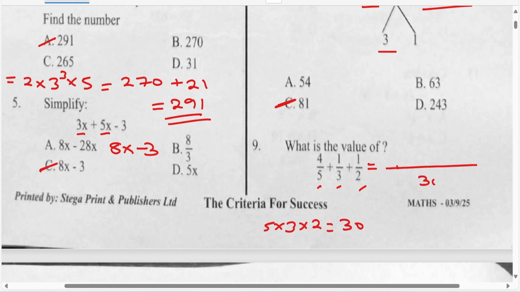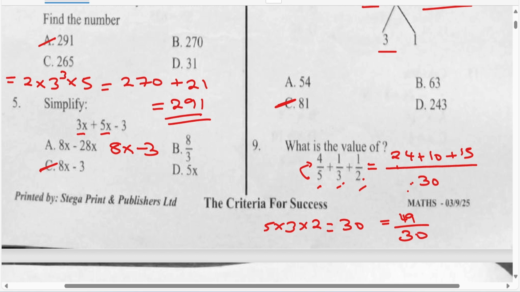So LCM ni 30. 30 divided by 5 ni ngapi? Ni 6. 6 times 4, which is 24. Plus 30 ukidivide na 3 ni ngapi? 10 times 1 itakupa 10 bado. 30 divided by 2 ni 15 times 1 bado ni 15. So 24 plus 10 plus 15 itakupa 34 plus 15, which is 49 out of 30.